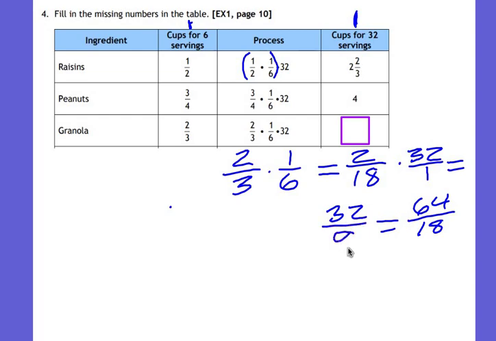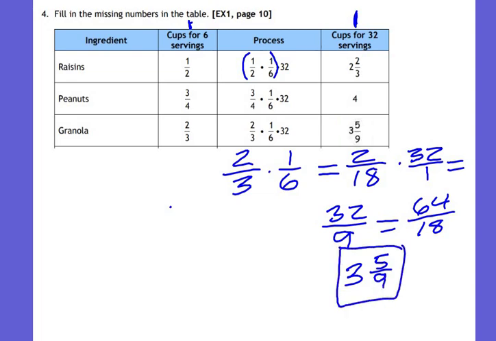32 over 9. I know 9 goes into 32 3 times. 3 times 9 is 27, right? How much is left over? 5. That's as simplified as it can go. 3 and 5/9 is how much granola I would need for 32 servings.